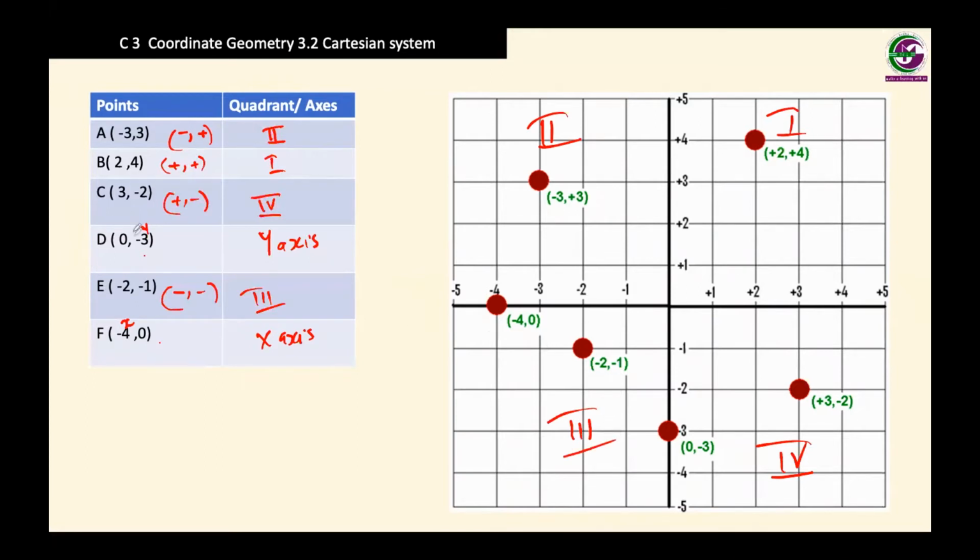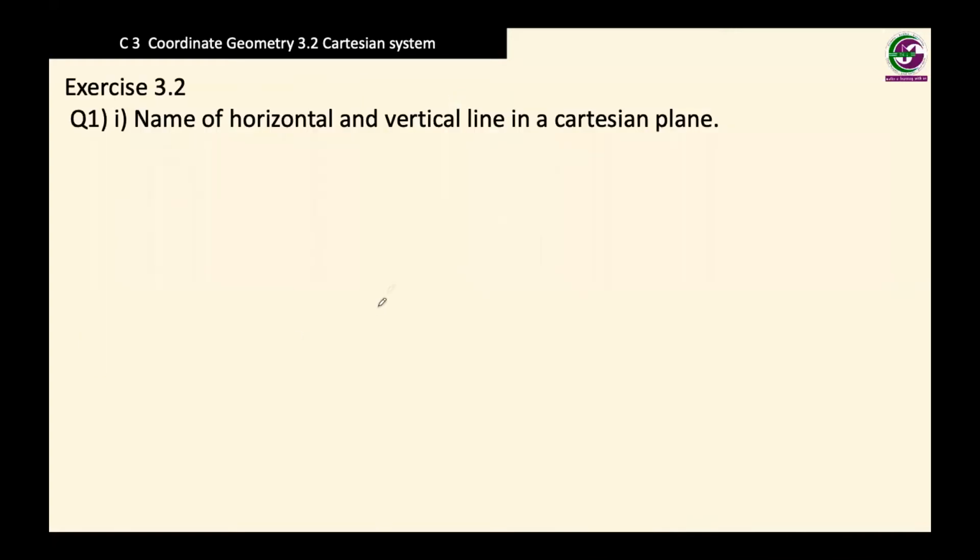Now you see 0, -3. Which axis is this? You know this is y-axis. So how do you know? If you have a 0, it will be an axis, not a quadrant. And which axis is it? The point that you have. If you have a value for y other than 0, that is y-axis. If you have a value for x other than 0, it is x-axis. It's very simple. Moving on to the exercise 3.2.